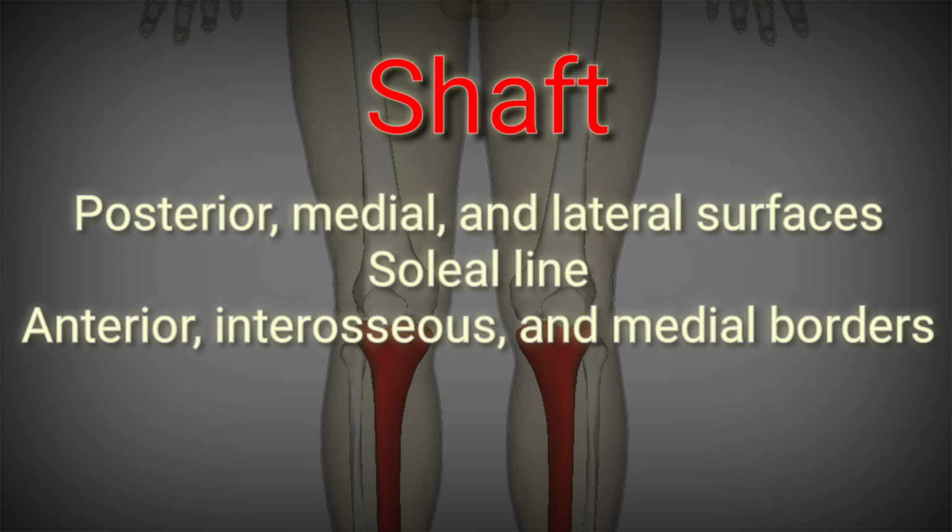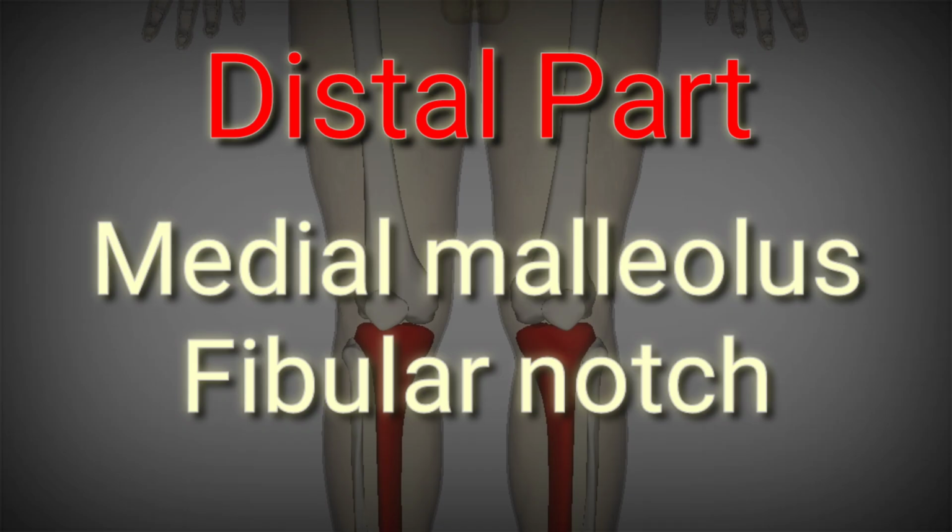Shaft landmarks: posterior, medial and lateral surfaces, soleal line, posterior surface, anterior, interosseous and medial borders. Distal part landmarks: medial malleolus, articulation with talus ankle joint, fibular notch, articulation with distal end of fibula.